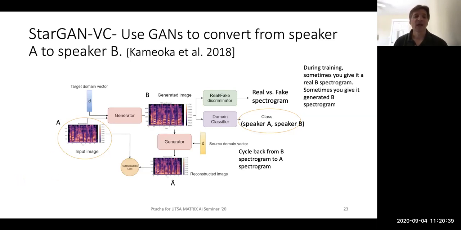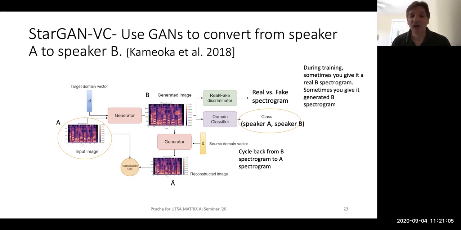The idea is you have a whole bunch of utterances from speaker A, and a whole bunch of utterances from speaker B. In this particular network, we start out by grabbing a random utterance of speaker A and passing it through a generator. The job of this generator, which is a neural network, is to transform from speaker A to speaker B.